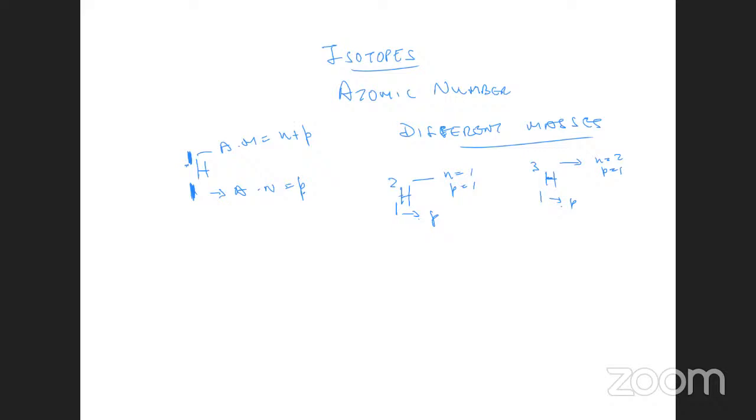For the atomic number, it is the proton. Because it's an atom, it is neutral, so it will have the same number of electrons. But if it is an ion, then the number of electrons would change: if it's an anion, more electrons; if it's a cation, fewer electrons. We have done that video already.